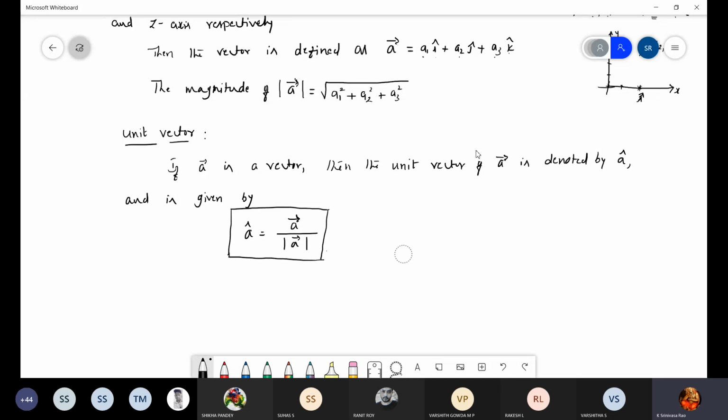Yes, sir. Okay. Next one is the dot product and cross product of two vectors. Next heading, very important again: dot product and cross product.